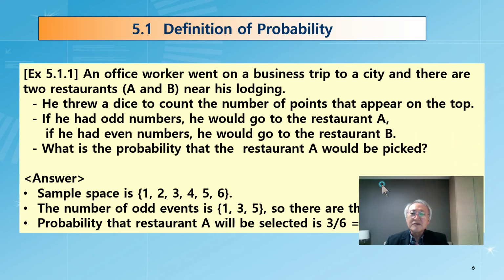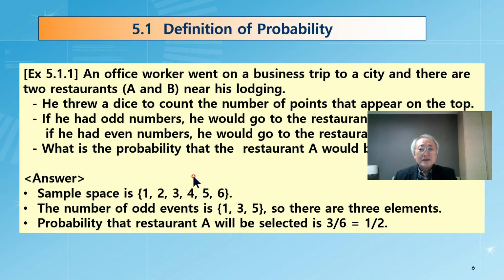Let's consider one simple example. An office worker went on a business trip and is hesitating about which restaurant to go to. He decided to throw a die and count the number of points. If it is an odd number, go to restaurant A. If it is an even number, go to restaurant B. What is the probability that restaurant A would be picked? Well, the sample space can be denoted like this. The odd outcomes form the set 1, 3, 5. Therefore, the probability is found by counting the total number of elements in the sample space and taking the ratio of the number of elements in the event. That is 3 out of 6.